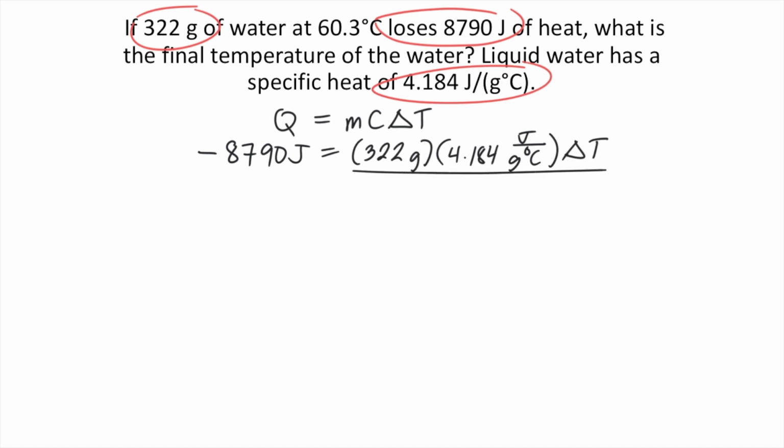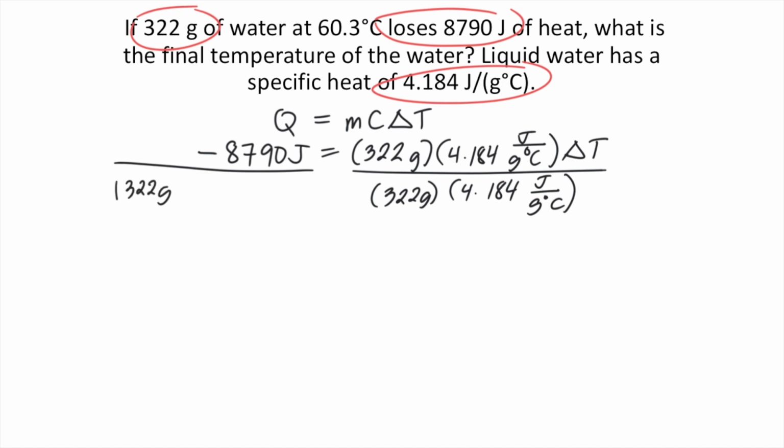So to solve for delta T, we will divide both sides of the equation by 322 grams times 4.184 joules per gram degree Celsius. So 322 will cancel on the right side as well as 4.184. So what's left on the right side is just delta T.